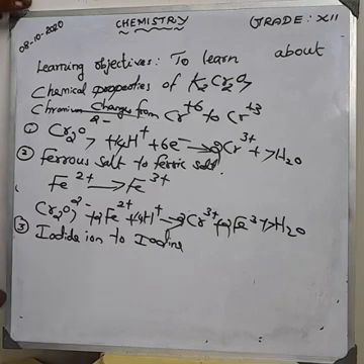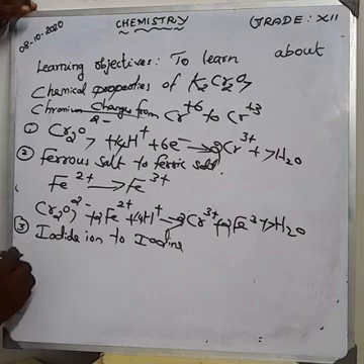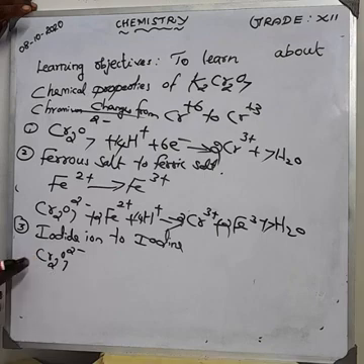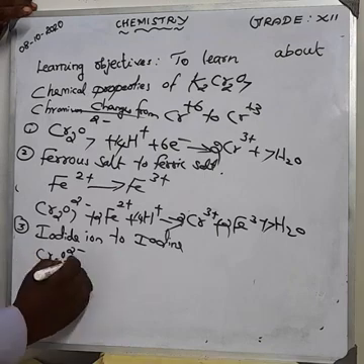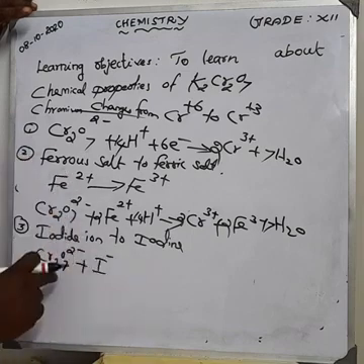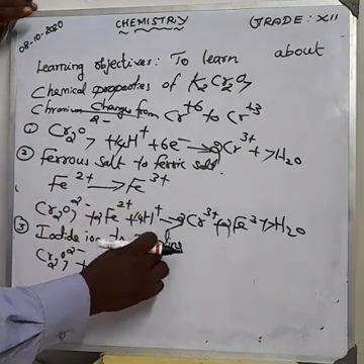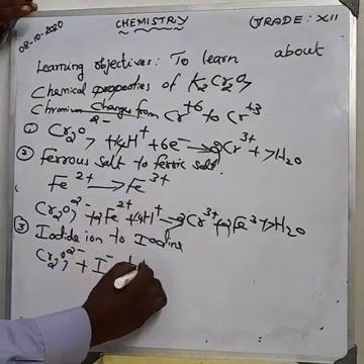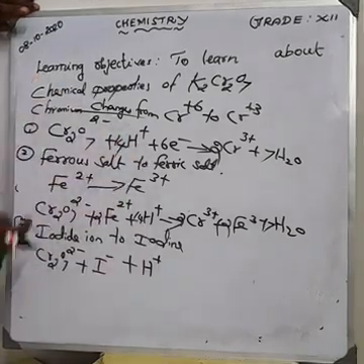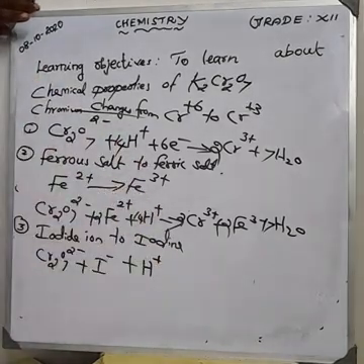We are taking dichromate ion, that is Cr2O7 2 minus, plus iodide ion, and also in the presence of H plus ions. What's the meaning of H plus ions? In the presence of acidic medium. That is the only reason we are adding H plus ions. H plus means the presence of acidic medium. So what is the product obtained?